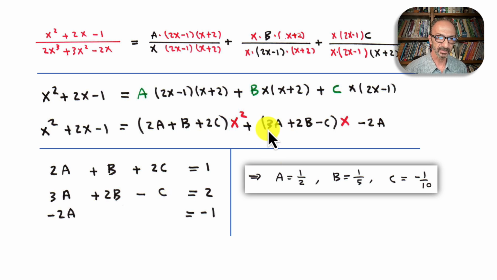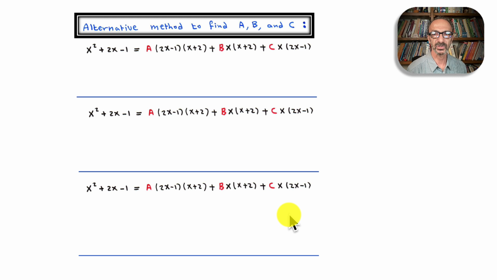It takes some steps and some time to find these guys right here, which I'm skipping, and I'm sure you could follow that or do it yourself, verify. But there is another way that you might appreciate and like. Alternative method to find a, b, and c.